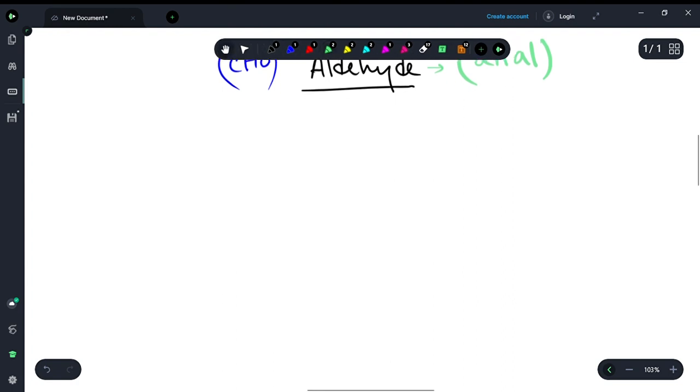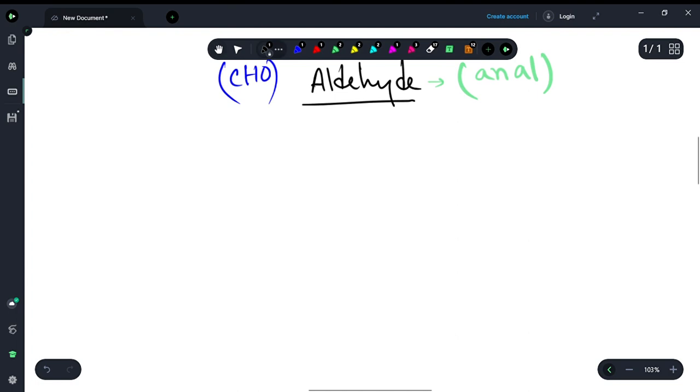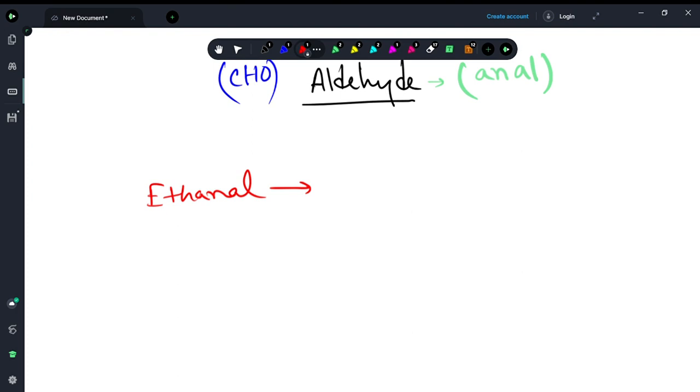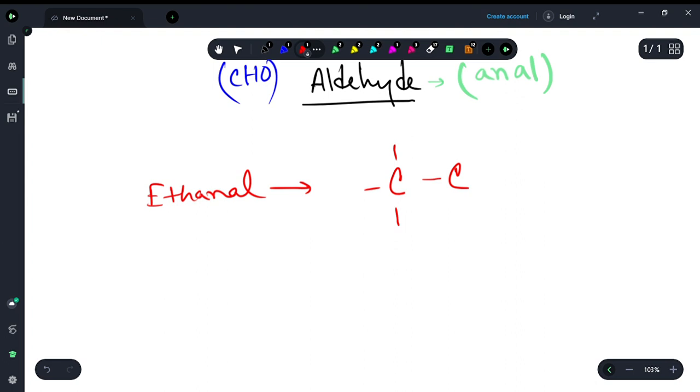Now let's discuss some structural formulas. Let's discuss ethanol. In ethanol, there will be two carbons. The first carbon will have hydrogens as per the rule. Now for the second carbon, one hand is connected to the first carbon.